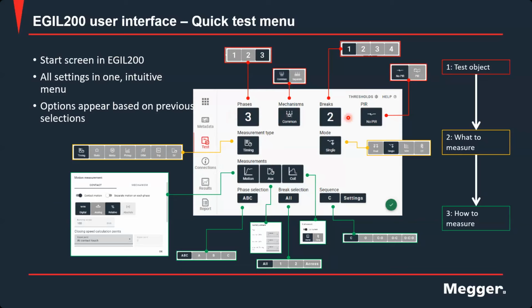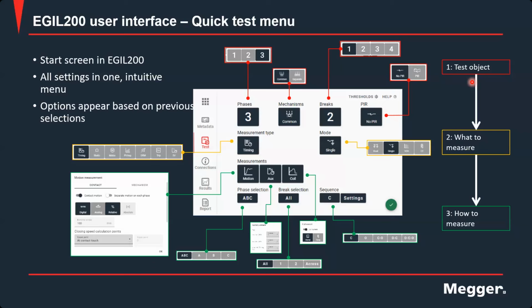The first row represents the test object. You can set how many phases you want to test, whether it is a common or separate mechanism breaker, and the number of breaks. And you can select if you have a pre-insertion resistance or not. Usually not in this region. I rarely see pre-insertion resistance used in our circuit breakers.